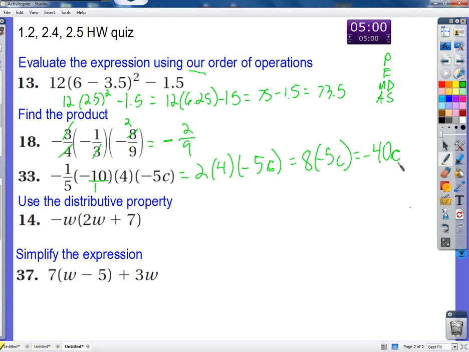So we're going to use the distributive property. What does that look like? Take this and do what? Yeah, you take this and you multiply it by each thing in the parentheses. So you got negative w times 2w. Okay, let's see what that is. What's negative w times 2w? Negative 2w squared. Okay, that's very important. Because the way it was, that would just be negative 1 times 2w, which would make it negative 2w.